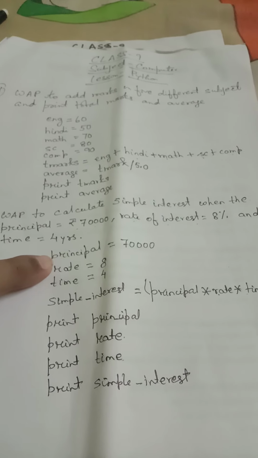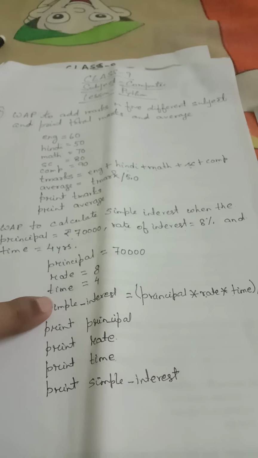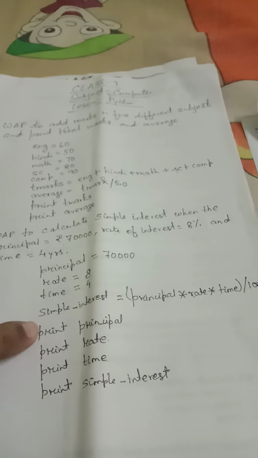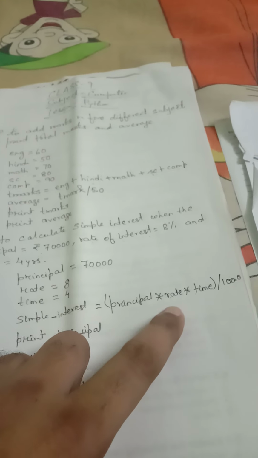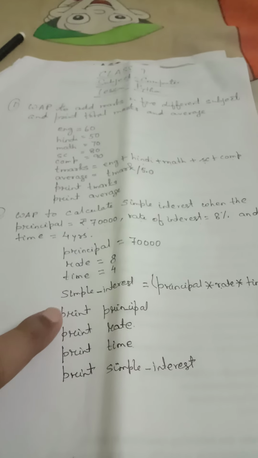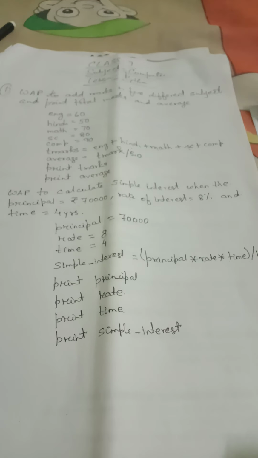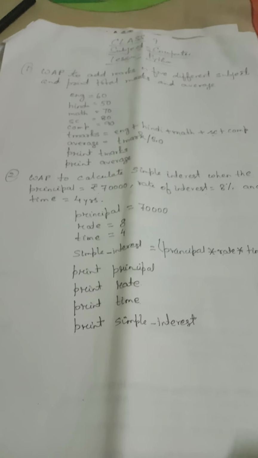I have taken principal as the variable, 70,000 the value assigned to it, rate is equal to 8, time is equal to 4. Then I have taken another variable named simple interest, in which I have multiplied principal into rate into time divided by 100.0. I have printed the principal, the rate, the time and the simple interest. So this is the simple program of finding the simple interest of principal, rate and time.